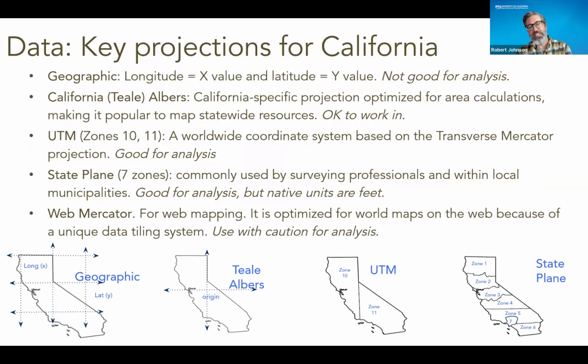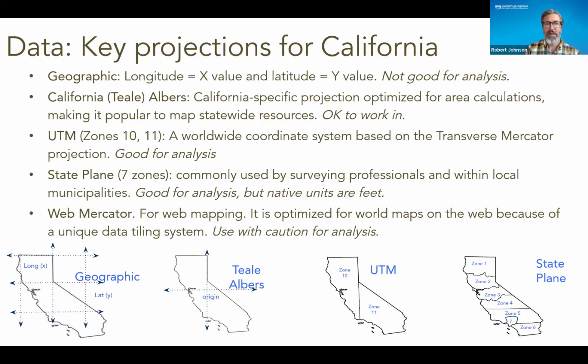Some key projections that you would be using in California with California-specific data. First, we mentioned geographic, not really a projection per se. It's literally just the X and Y values of your data, raw and unprojected until you try to put it into something. It's not really something you want to use very often. A lot of times this is what you'll get out of data that's coming directly from being collected in, say, a GPS unit. But you're usually going to want to project this into another projection before you actually use it for anything.